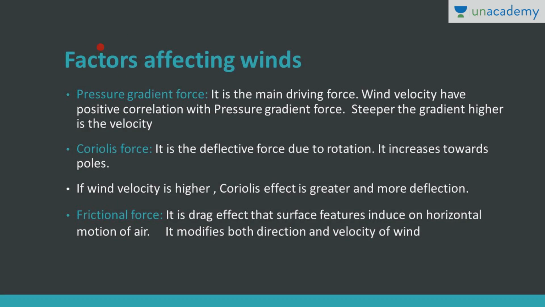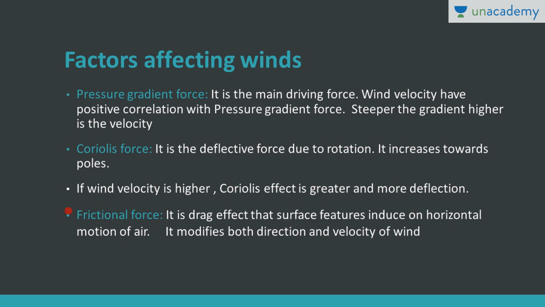Now, what are the factors affecting the wind? First is pressure gradient force. This is the main driving force. We have already discussed: steeper the gradient, higher will be the velocity. The next one is Coriolis force. It is the deflective force due to rotation. So, due to rotation of Earth, there is a deflective force that is known as Coriolis force. If the wind velocity is higher, the Coriolis effect will be greater and there will be more deflection.